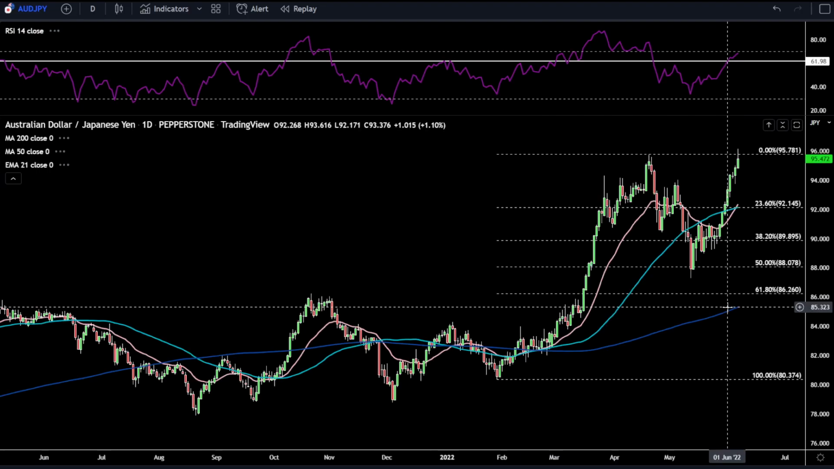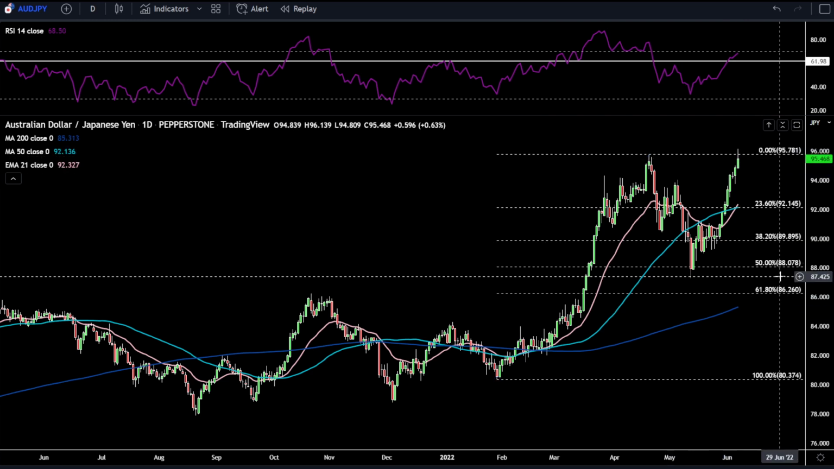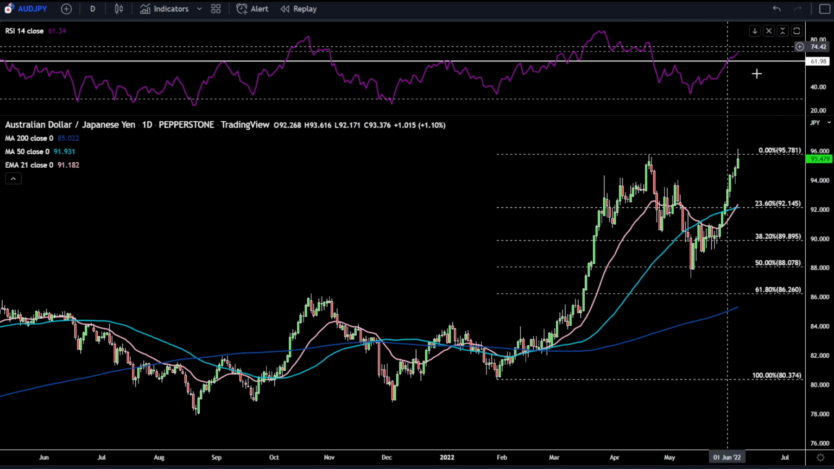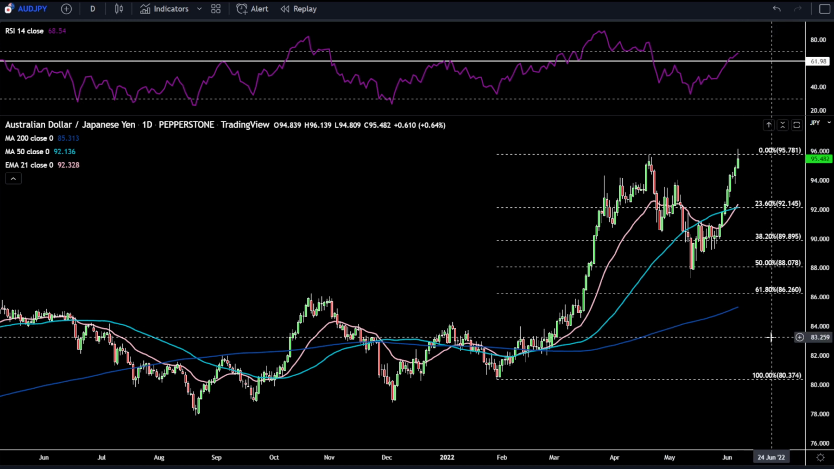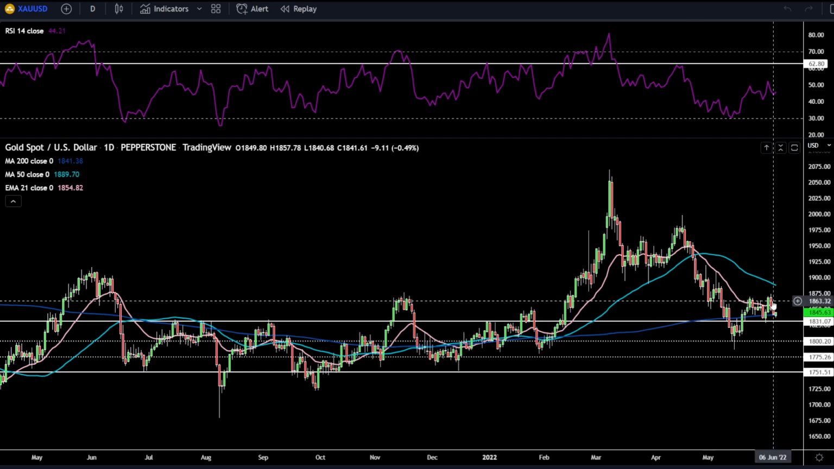AUD JPY, obviously still strong, even though risk sentiment is weak, due to Japanese yen's weakness. But I think this 96, the previous high here, and the RSI being overbought, could act as a bit of a headwind for further gains. One to watch. Let's move into commodity land.